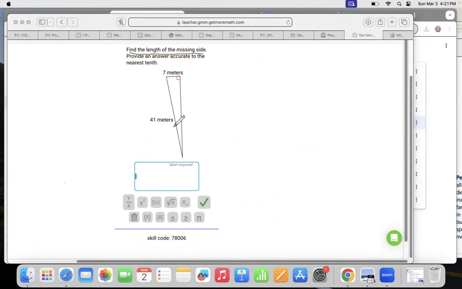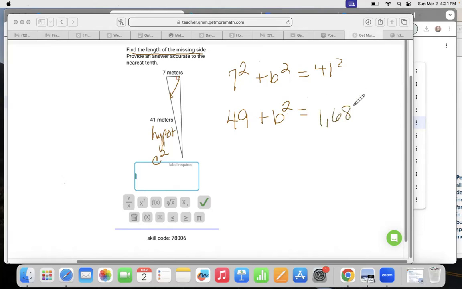So your longest side is this one. And if you're questioning it, straight across from that 90-degree angle is always going to be your hypotenuse, which is your c squared. So we're going to have 7 squared plus b squared equals 41 squared. 7 squared, hopefully you know, is 49 because 7 times 7. And then I'm going to put 41 squared in my calculator. 41 times 41 gets me 1,681.